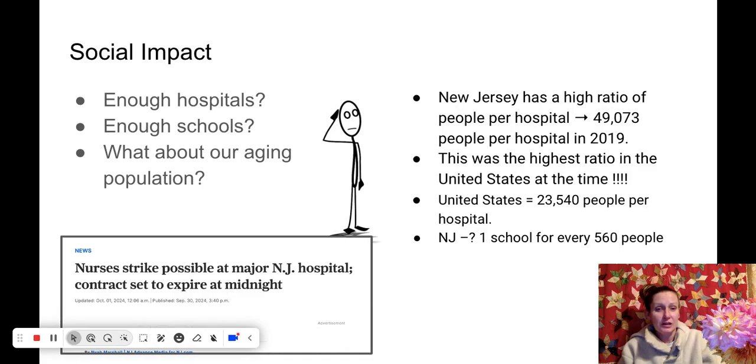New Jersey has one school for every 560 people. Right, to just give you an idea of things that need to be kept in mind.